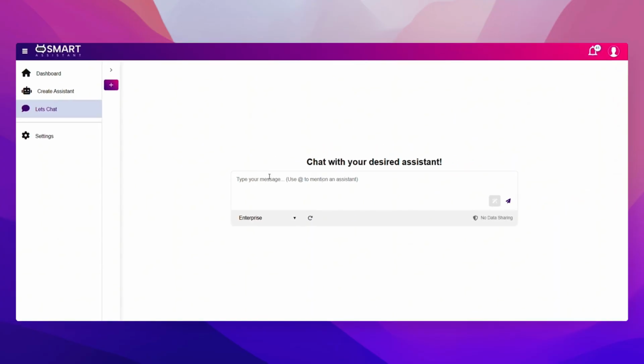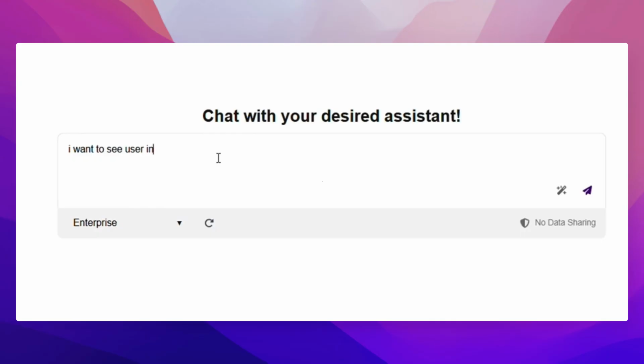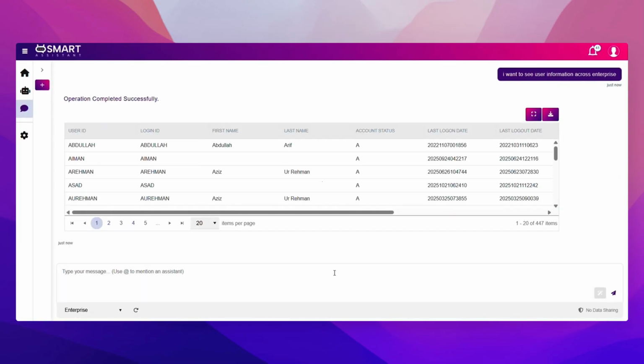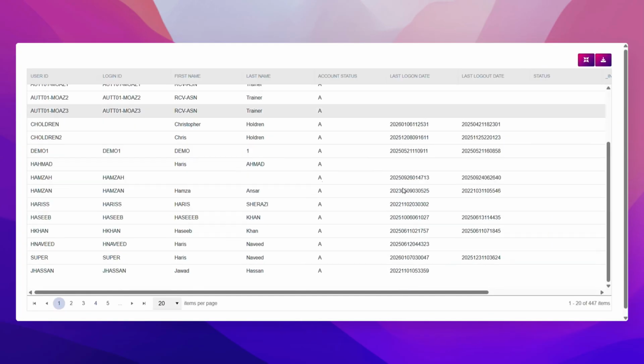First, we start by selecting the Enterprise Agent from our list of assistants. Now let's dive into viewing user information across the various enterprise systems. Here, we can observe the consolidated user information from across the enterprise.